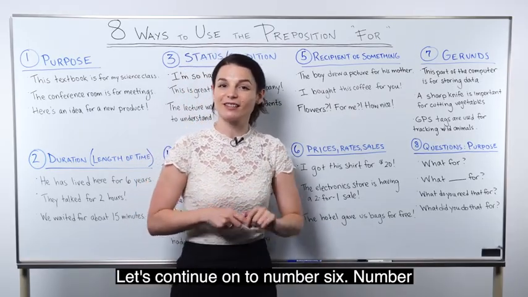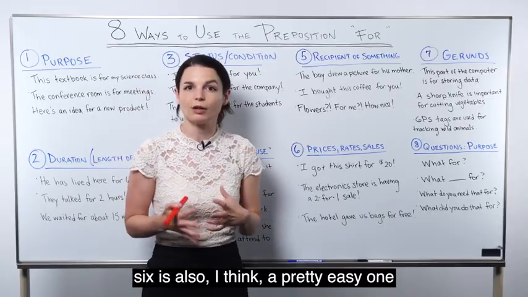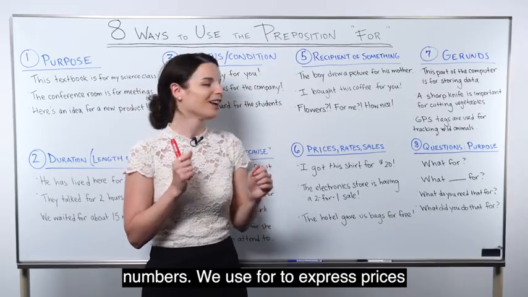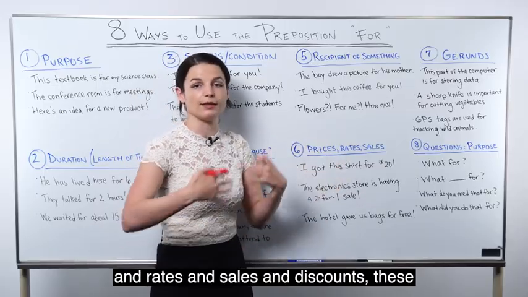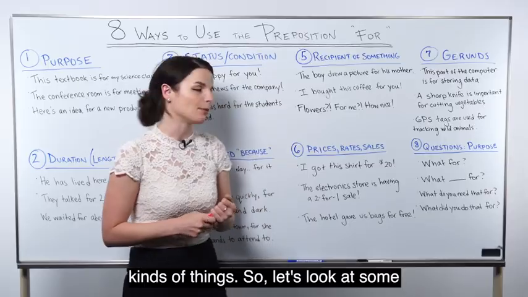Okay, great. Let's continue on to number 6. Number 6 is also, I think, a pretty easy one to understand quickly because it uses numbers. We use for to express prices and rates and sales and discounts, these kinds of things. So let's look at some examples.